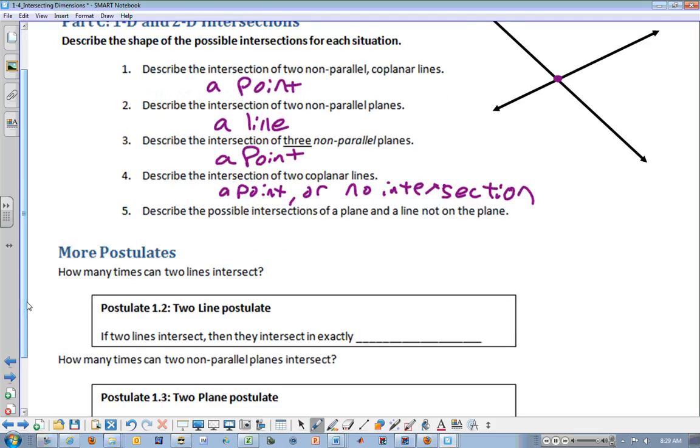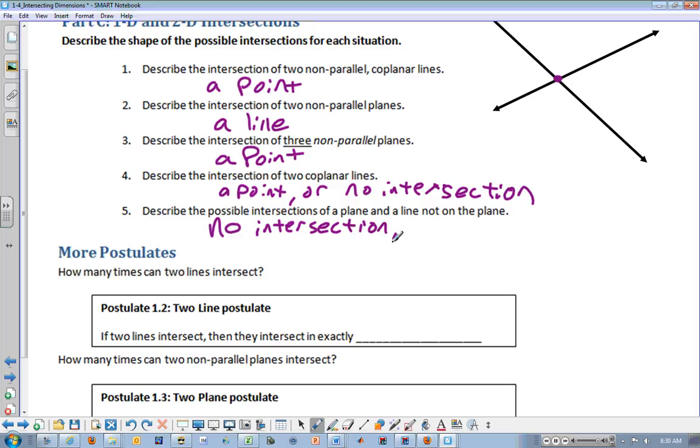Describe the possible intersections of a plane and a line that's not on the plane. So here we have a plane. And here we have a line that is not on the plane. This line is on the plane, it's laying down on the plane. This line is not. So what are the possibilities? Could it not intersect? Ever? Yeah. It could be parallel, right? And it could never intersect. So it is possible to have no intersection. Okay, so let's try that again. No intersection.